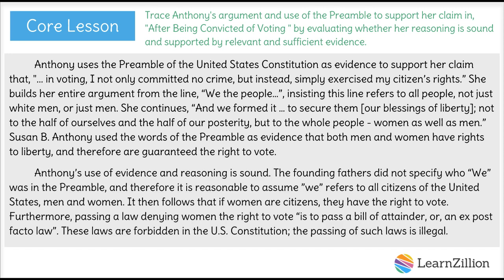Anthony's use of evidence and reasoning is sound. The Founding Fathers did not specify who we was in the preamble, and therefore it is reasonable to assume we refers to all citizens of the United States, men and women. It then follows that if women are citizens, they have the right to vote. Furthermore, passing a law denying women the right to vote is to pass a bill of attainder, or an ex post facto law. These laws are forbidden in the United States Constitution. The passing of such laws is illegal.